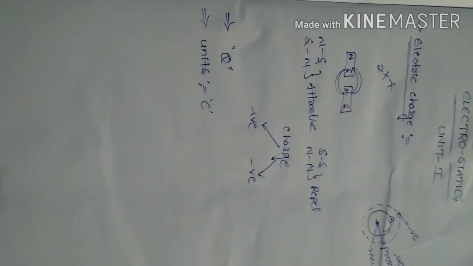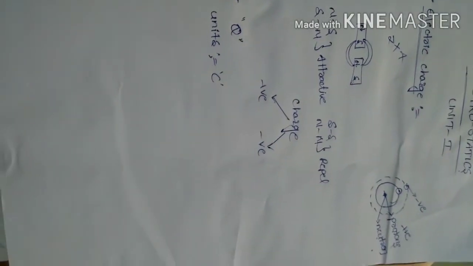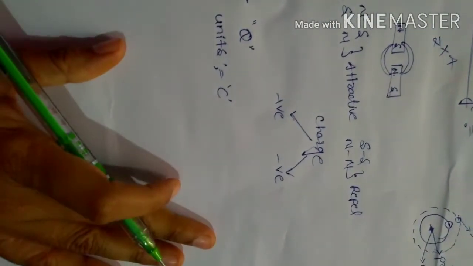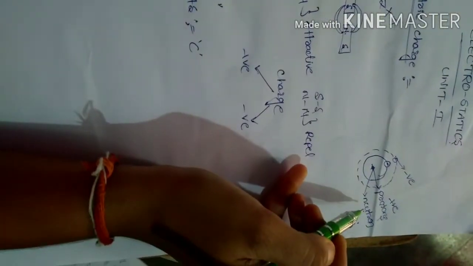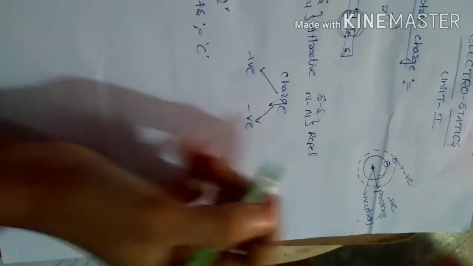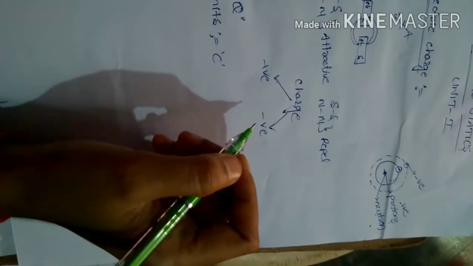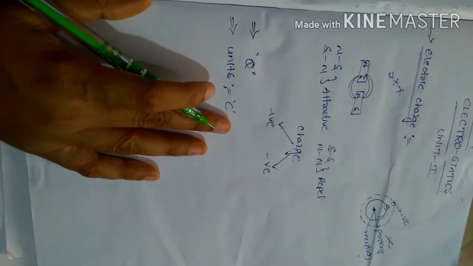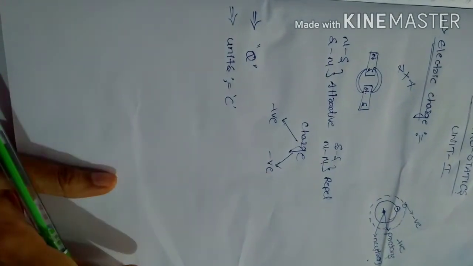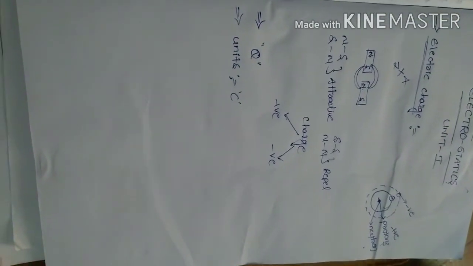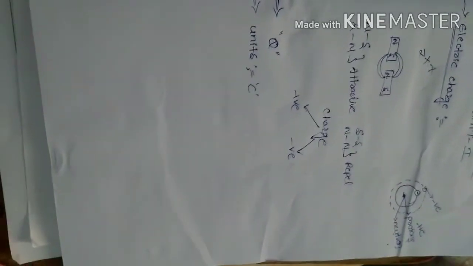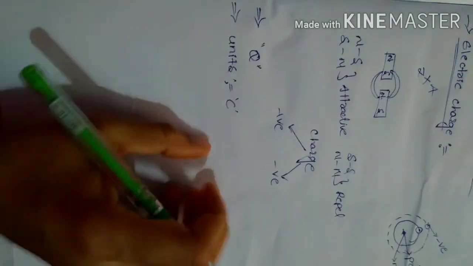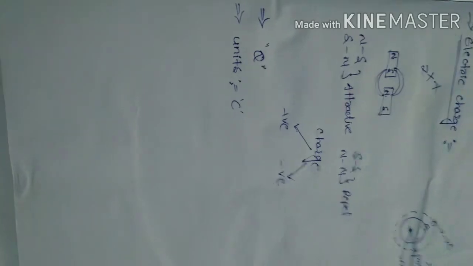This charge is an intrinsic property. Intrinsic property means everything is made up of electrons, protons and neutrons, which are the subatomic particles, and they have electric charge. So the force between the positive charge of protons and the negative charge of electrons is called electric force.